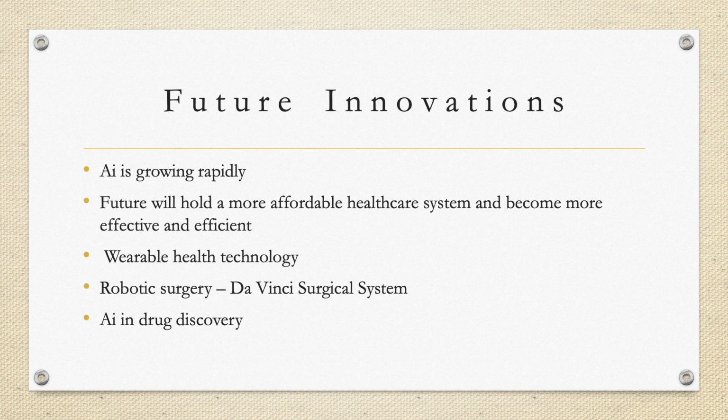Wearable health technology can range from smartwatches, blood pressure monitors, glucose monitors, and fitness trackers. Robotic surgery allows for more precision and accuracy. Obviously, children are much smaller than adults, so this innovation will limit the amount of disruption when they need to go into surgery.